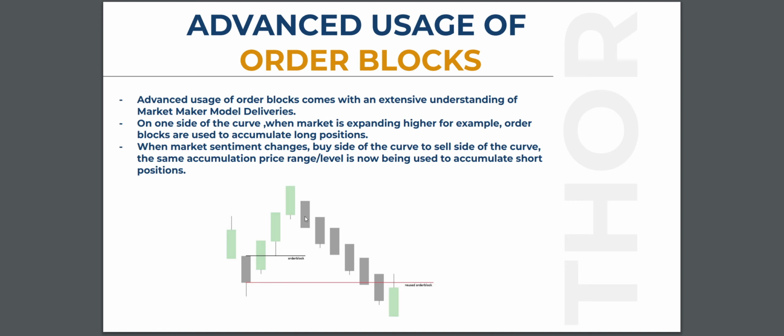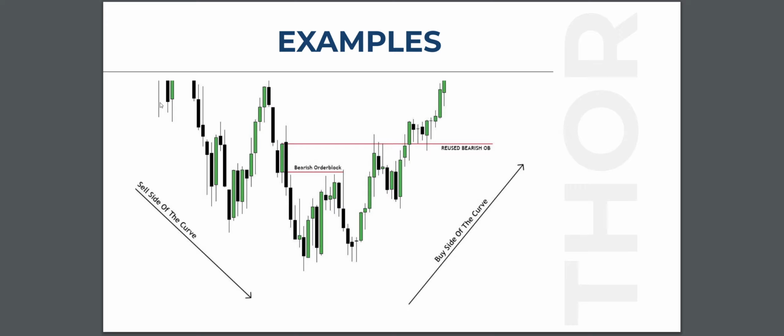You've got to have an extensive understanding of market maker models to be able to do this. Now as an example, if you look at this level here, we're expanding lower, meaning the sell side of the curve. Order flow is bearish here, right? We have an order block here. That bearish order block was used one more time to seek sell side. And then with this expansion, this displacement, now the sentiment has changed, right? There is a market structure shift there. Now we are on the buy side of the curve, right?